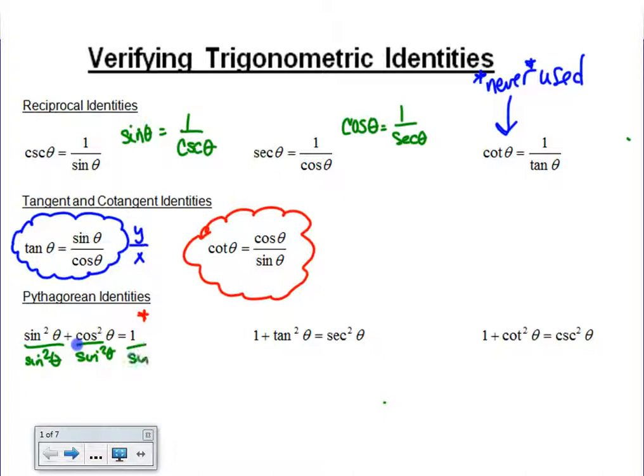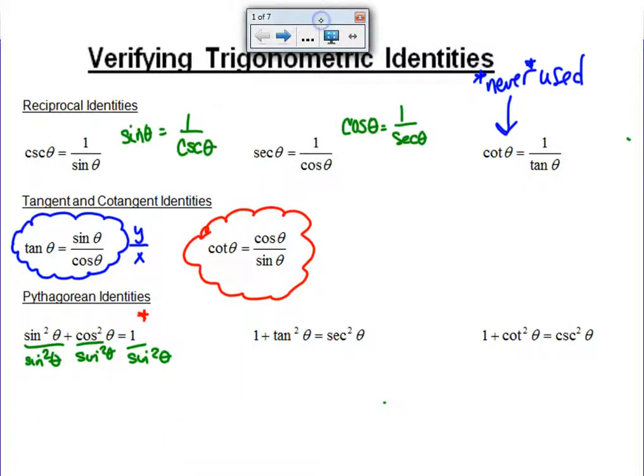So everybody divide by sine squared. And they write squared before the theta. That's a weird trig thing. Can someone tell me what sine squared over sine squared would reduce to? It's a 1. Okay.